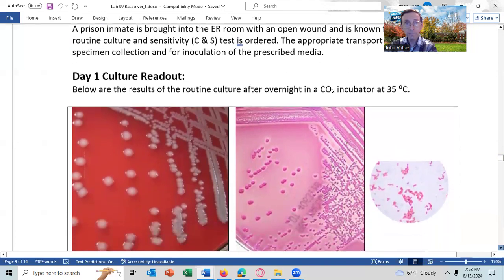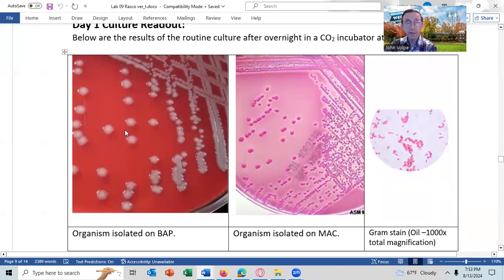Here we have the bacteria from the wound growing on a blood agar plate, and you can see the hemolysis pattern on that plate. Here we have the organism growing on a MacConkey plate, and it's growing on the MacConkey plate, so that should tell you something. And then the color tells you something as well.